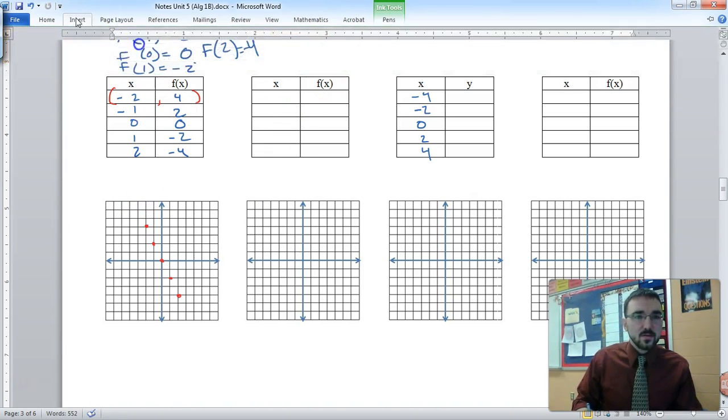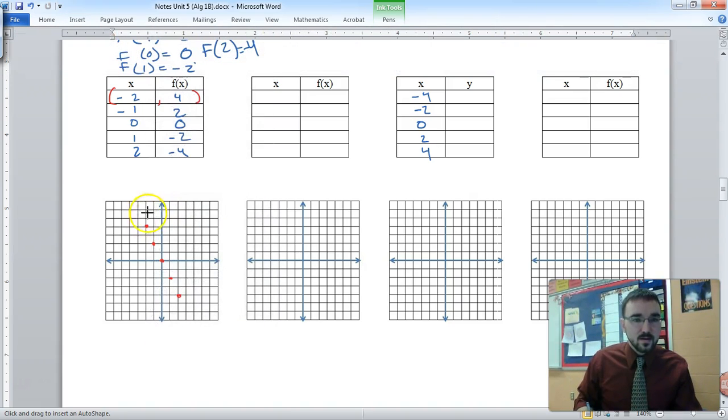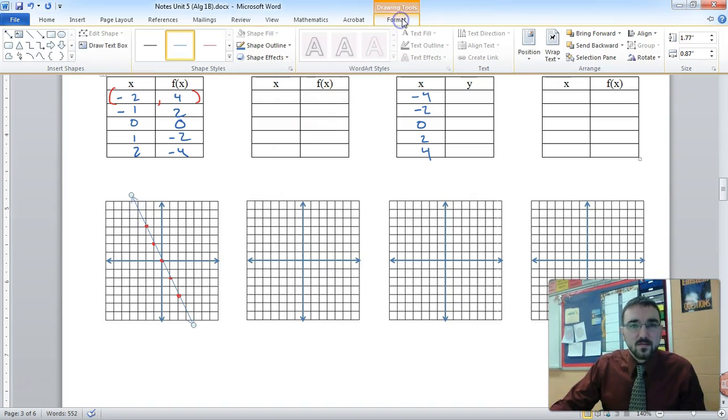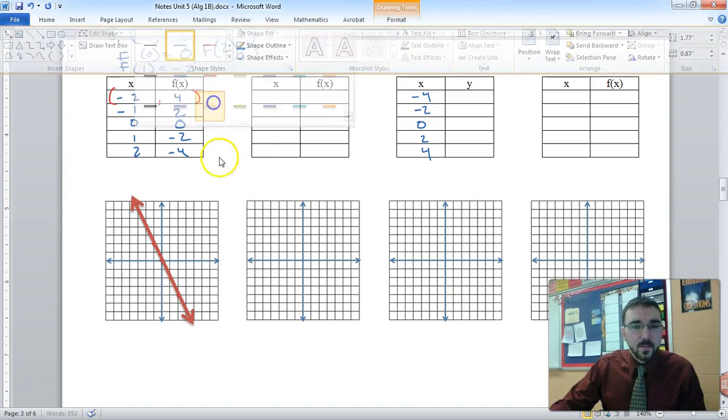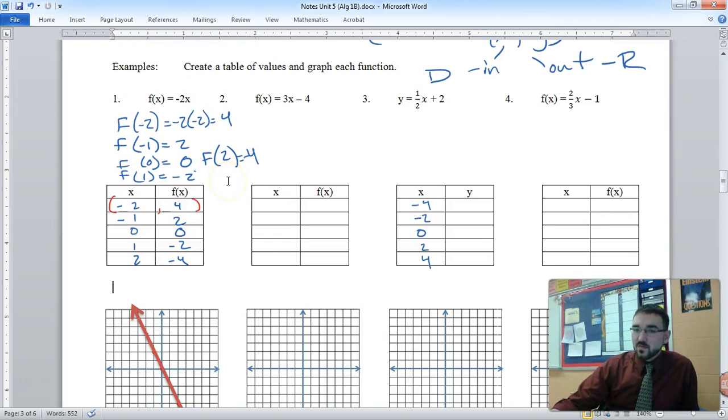Okay, I'm going to cheat and insert a straight line just so you can see it better. Let's insert that line. Boom. We'll even make it red to match. The power of technology at its best, right? Okay, beautiful. So there we go. We have that line. We plotted our points. We're good to go. Make sure that you fill out the rest of the tables.